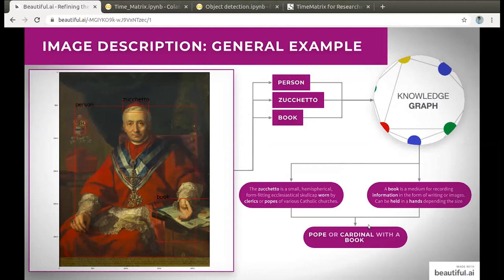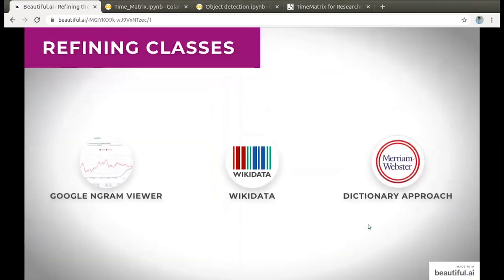But the key point and the problem point right now is the knowledge graph, because as I said before, the knowledge graph is a system of structured knowledge, but it's really difficult to work with this structure, and we are trying to find a solution. At the same time, we can define the classes according to the time contexts. The question is how to extract this metadata about the time contexts of the objects.